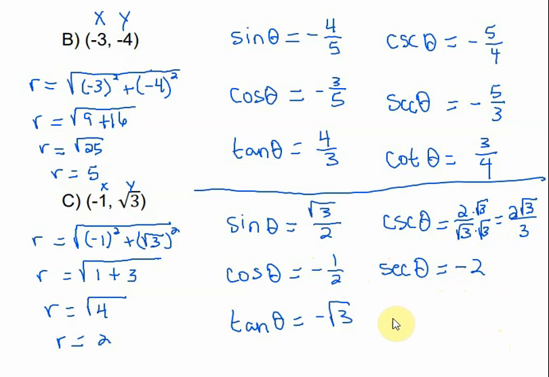All right, and then for cotangent, again, so this is understood to be over 1. That would be 1 over the square root of 3, but again, I have to rationalize that, and when I do, that would come out to be a negative square root of 3 over 3.